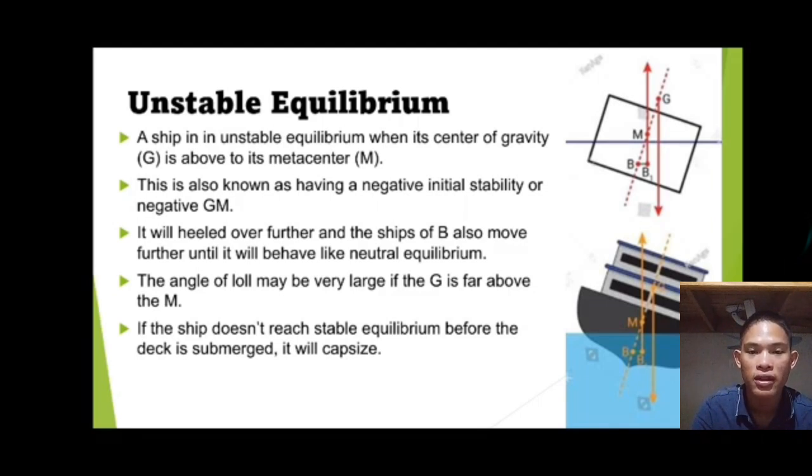It will heel over further, and the shift of buoyancy will also move further until it behaves like neutral equilibrium. The angle of loll may be large if the center of gravity is far above the metacenter. If the ship doesn't reach stable equilibrium before the deck is submerged, it will capsize. So if a ship is not in stable equilibrium, it will be prone to capsizing.